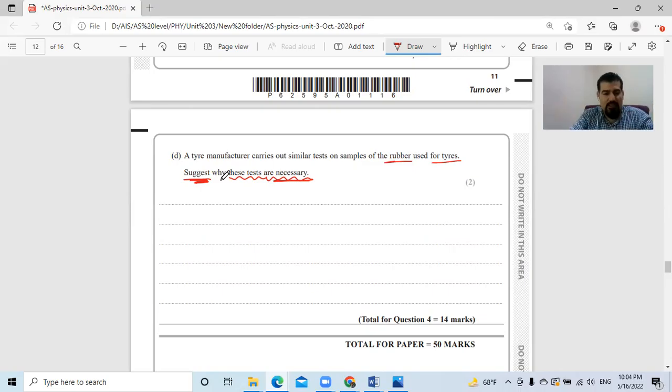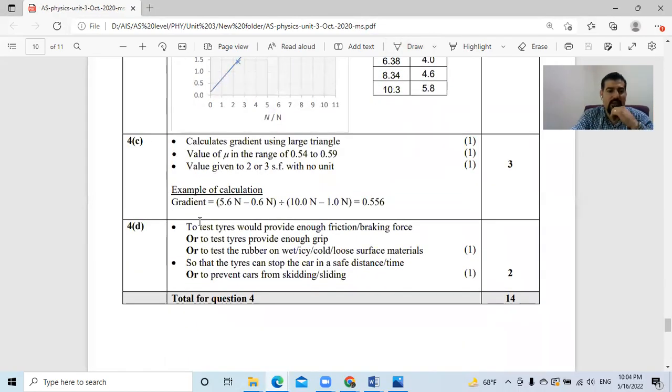If we look at the mark scheme, they give you certain suggestions, like look here: to test that tires would provide enough friction force, or to test that tires provide enough grip. Or to test that rubber on wet, ice, cold or loose surface material, how much friction it will provide. Because sometimes the concrete will be under the sun during the day and cold during the night, so maybe the temperature changes, maybe there is rain, maybe there is ice, we don't know, so we have to control this so that the tires can stop the car in a safe distance or safe time.